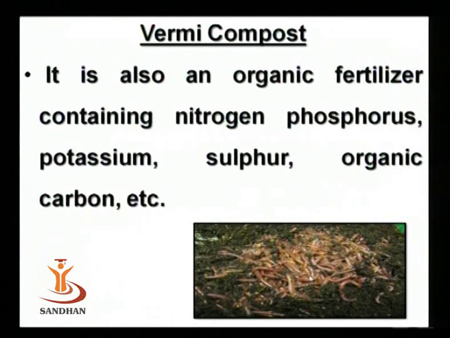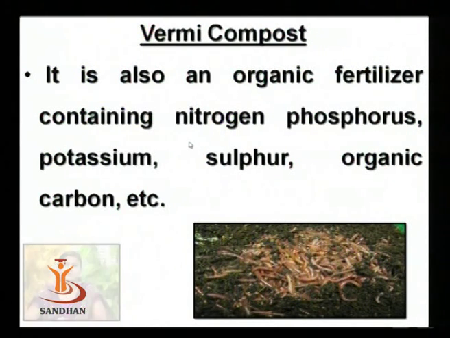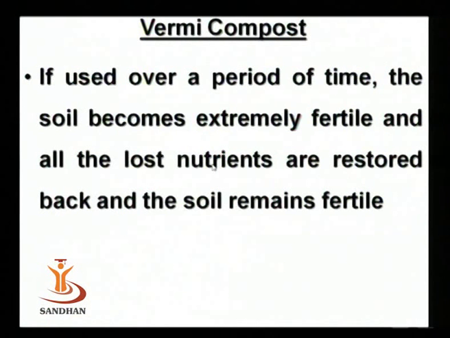You can see over here that many types of worms are there. So vermi compost can be prepared which has nitrogen, phosphorus, potassium, sulfur as well as different types of carbon that is required for plant growth. If used over a period of time, the soil becomes extremely fertile and all the lost nutrients are restored back. So if you use vermi compost for a particular period of time, soil fertility can be maintained, and whatever nutrients have been taken up or leached out from the soil can be restored again. So that is also beneficial. That is vermi compost.